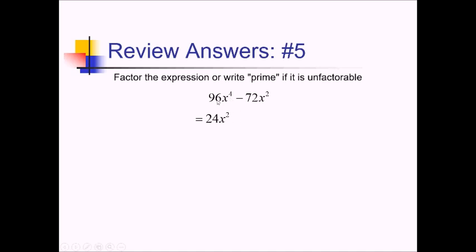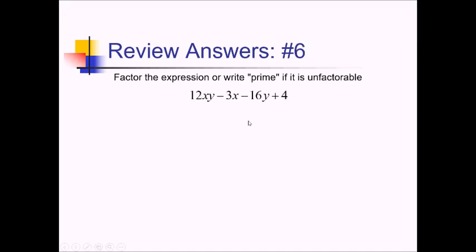So 96 over 24, that's 4. X to the fourth divided by x squared is x squared. So that's 4x squared for that first term. And now 72 divided by 24 is actually 3. X squareds cancel completely, so this is just minus 3. And there's nothing else we can do there, so this one is done.